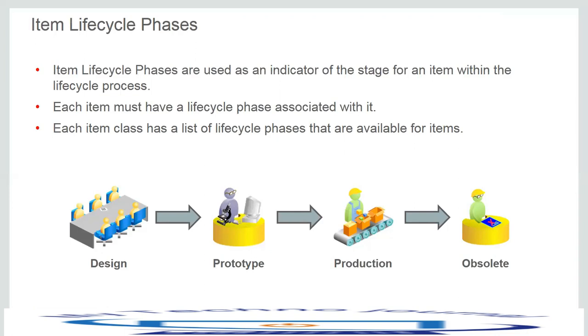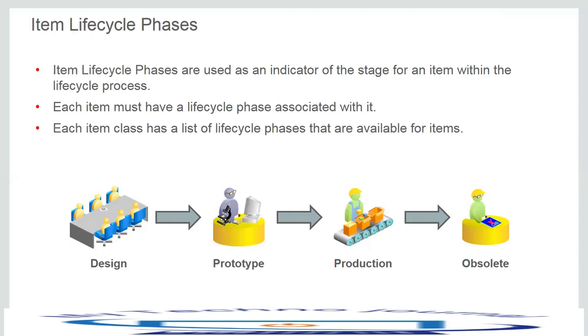So some of the organizations might want to use different terminologies, saying instead of production, you want to use a terminology, the lifecycle phase as manufacturing, you could do that as well. But behind the scenes, the lifecycle phase type will still be these 4 lifecycle phase types, that is design, pre-production or prototype, production, and obsolete.